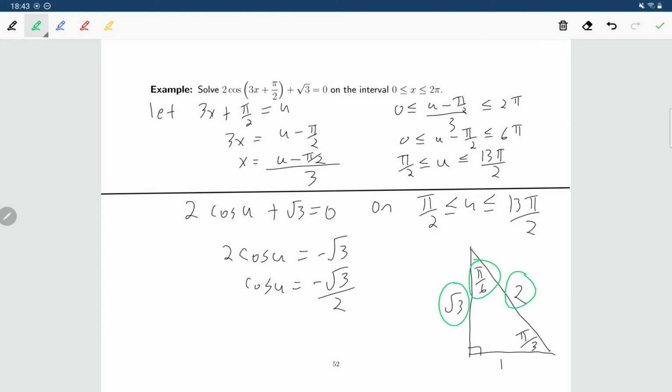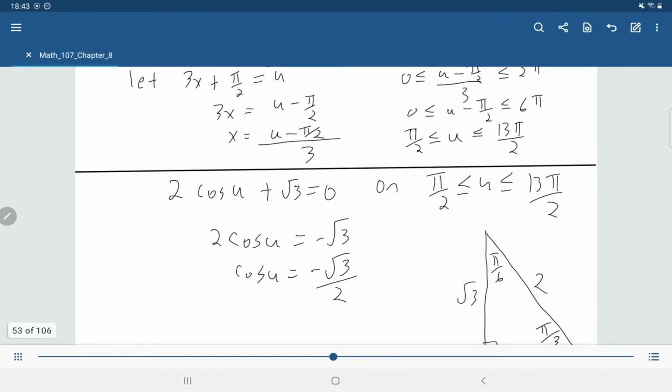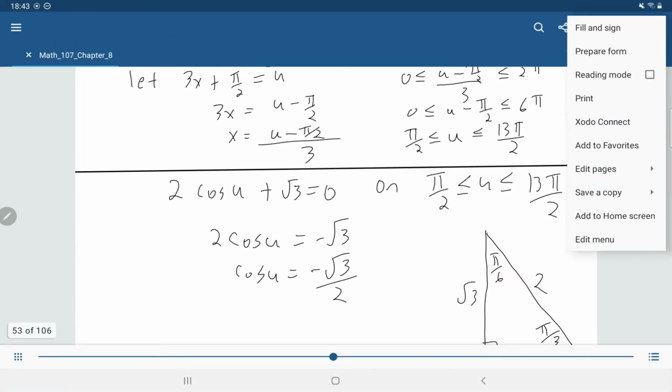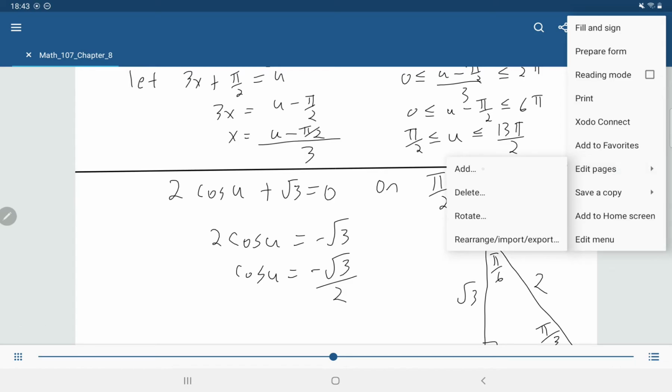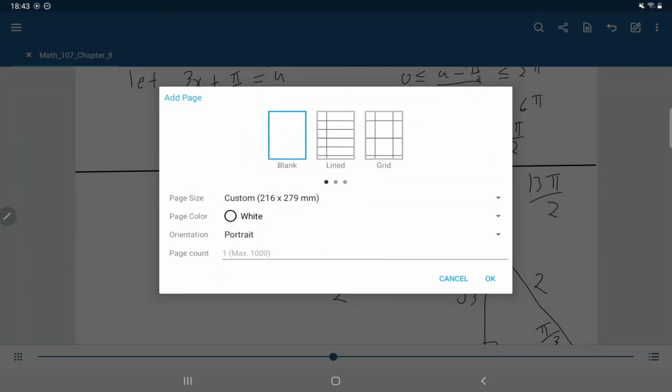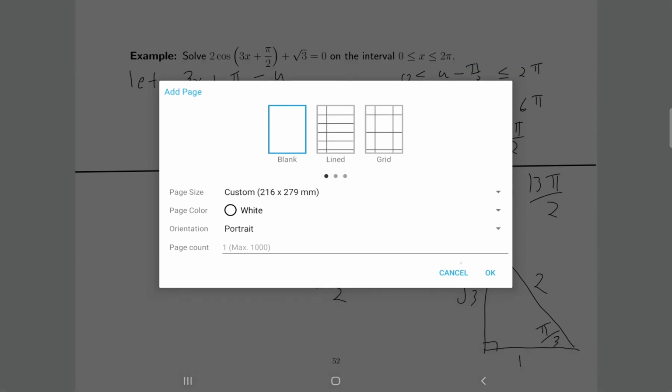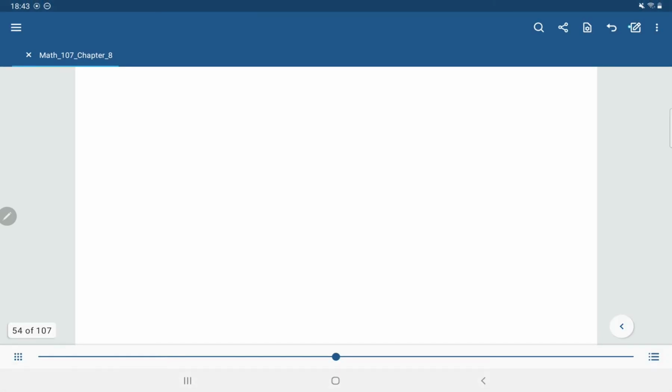And since we're looking for cosine to be negative, well, we're going to have a reference angle of pi over 6, but we'll need to be in a quadrant where cosine is negative. So what we're going to need to do then is to think about where are all the places where cosine is negative, and then we're also going to have to think about through the interval of solutions that it's not just going to be from 0 to 2 pi, but rather we're going to be looking for the solutions from pi over 2 to 13 pi over 2.